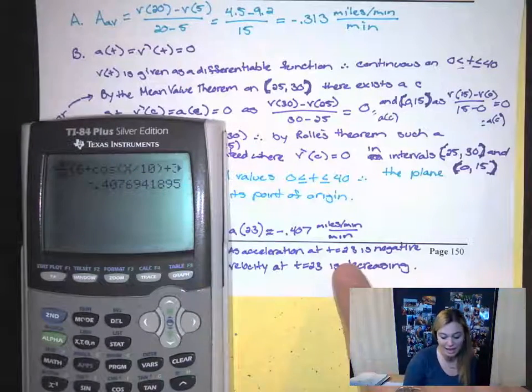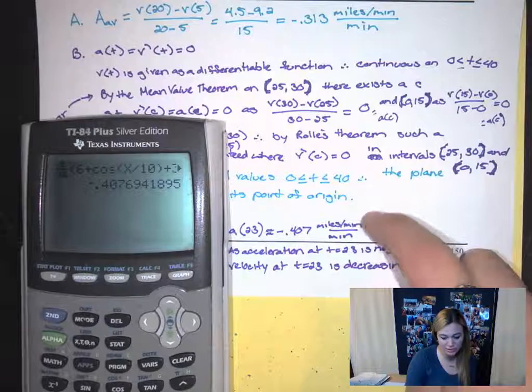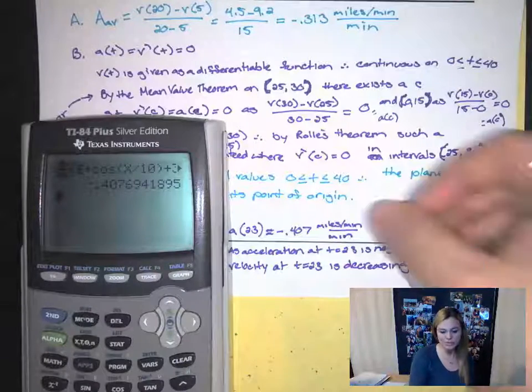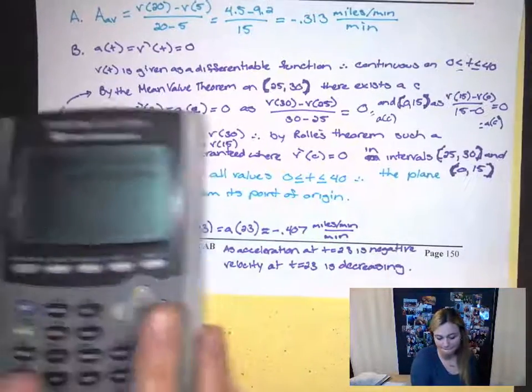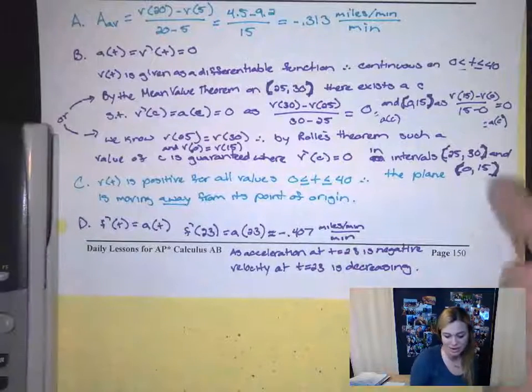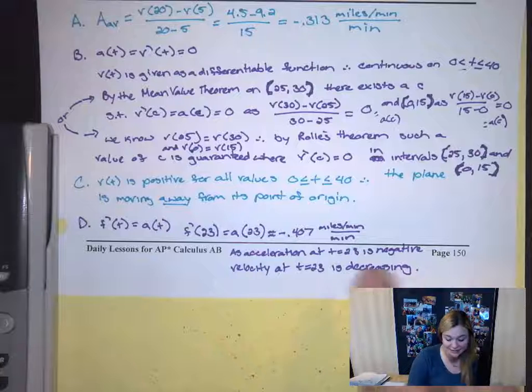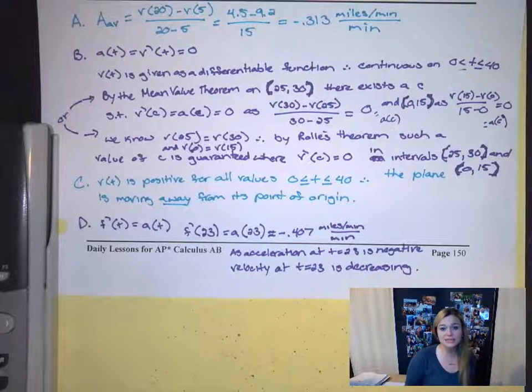And make sure that you put appropriate units. For acceleration, you're taking the rate of change of the velocity, so you'd say miles per minute squared. And then it asks what does that mean about the particle, or about the plane I should say, I think I said particle before, this is about a plane. As acceleration is negative at t equals 23, that means velocity at t equals 23 is decreasing.